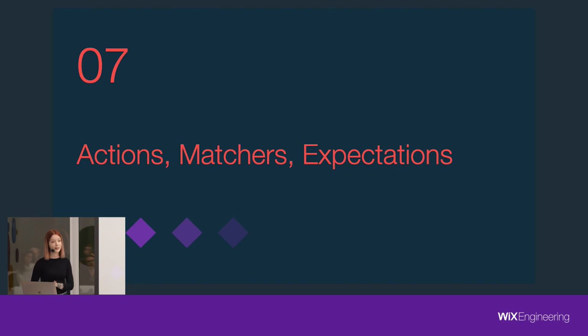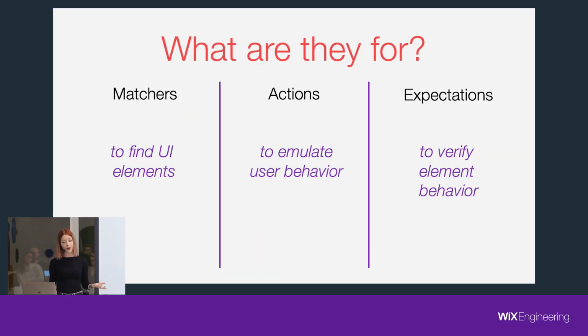And if the device and detox objects are viewed as a foundation of automated tests for detox, these three guys, actions, matchers, expectations, would be the building bricks, and with them you define what actions you want your test to perform. So what are they for? Matchers are meant to find UI elements on your screen. Actions are for emulating user behavior, and expectations are there to verify element behavior.